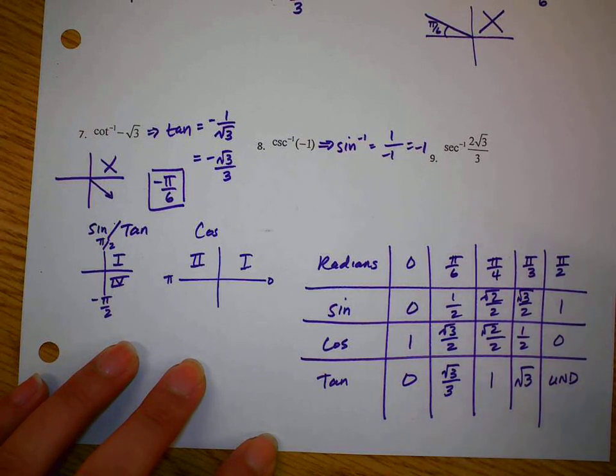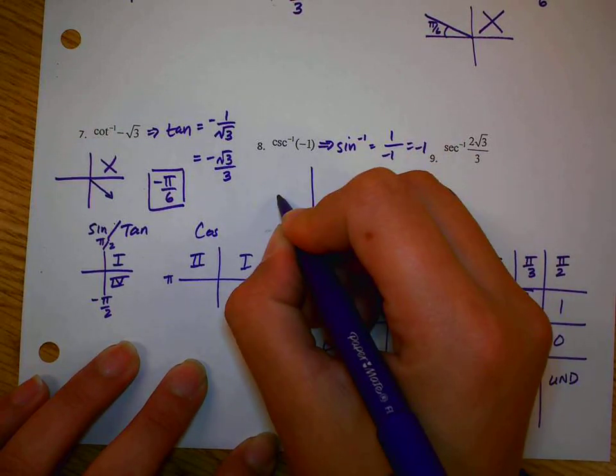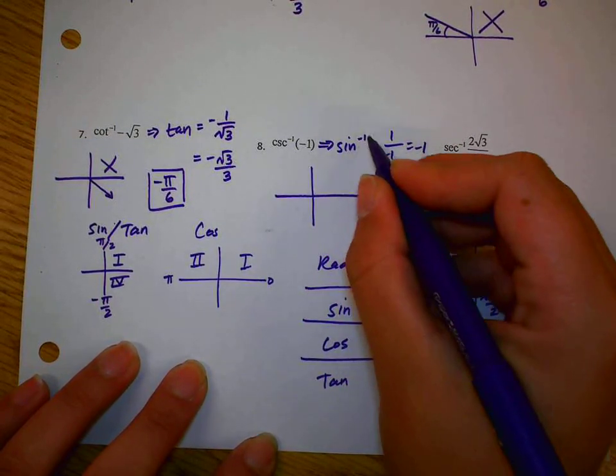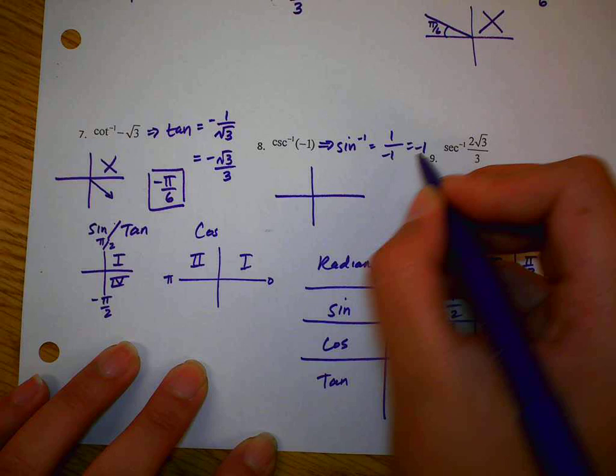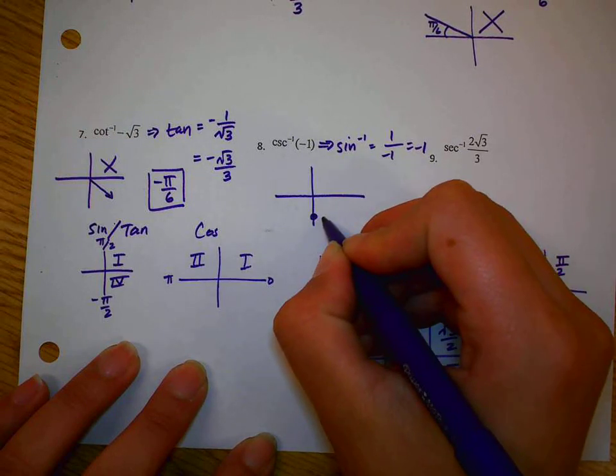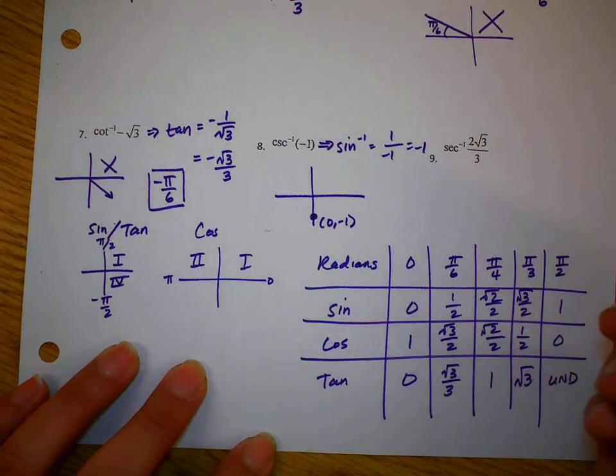Again, we're looking at a sine value that equals negative 1. That's got to be this ordered pair again, that y value of negative 1. So we're looking at negative pi over 2 again.